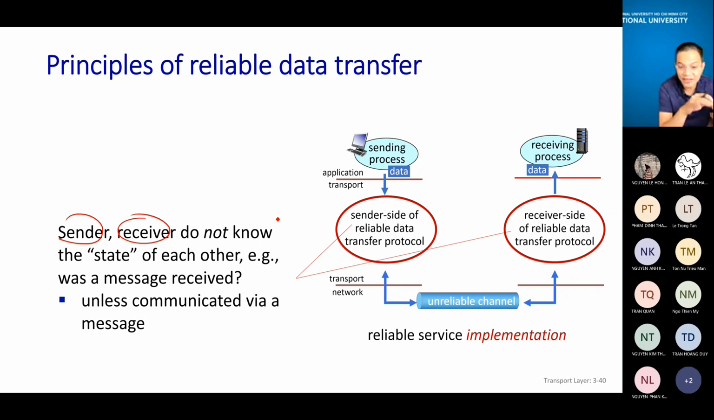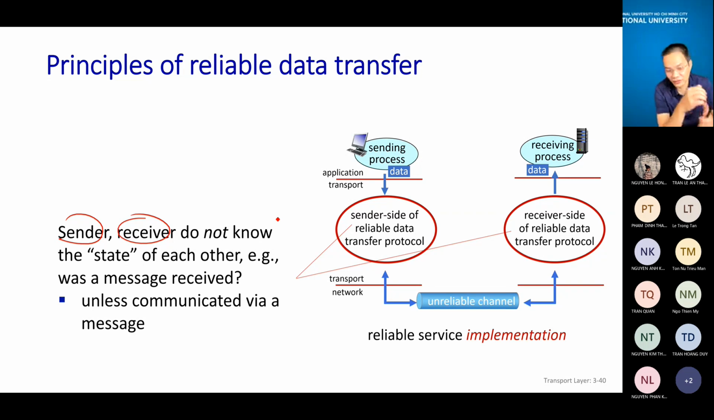So we need to also indicate that status to the sender, so that the sender knows exactly what happens with the data when it arrives at the receiver. Right, so we need to know all those inputs to make our communication reliable.